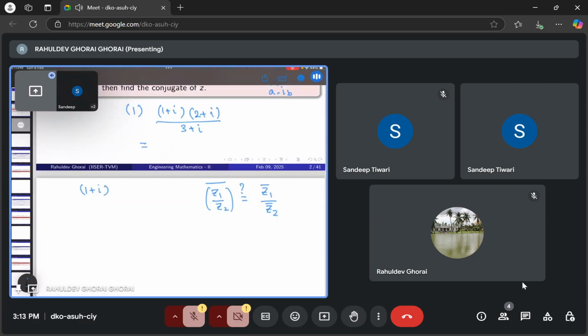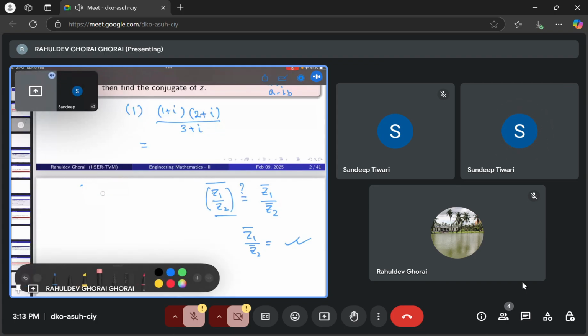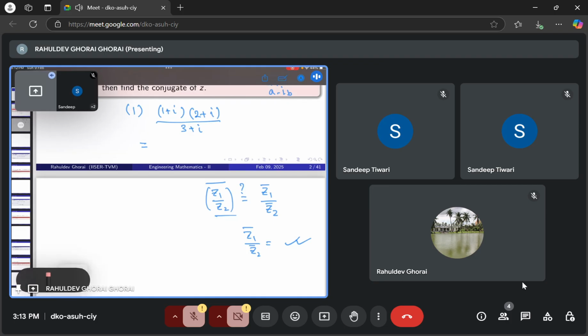So what you do, try to compute z1 bar over z2 bar and tell me the result. I will do the conjugate of z1 over z2, then we will know at least this case. If it is not happening, then we can say that it won't happen, right? Okay. If you are not doing it also, I will do it, that is not a problem.